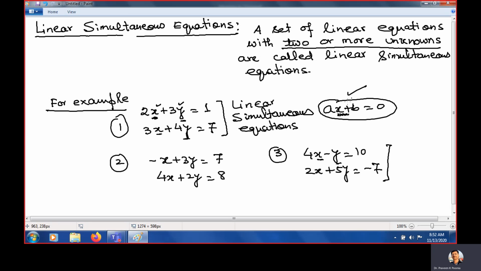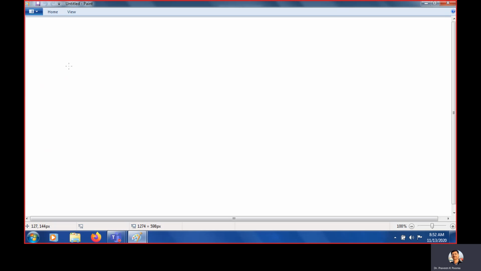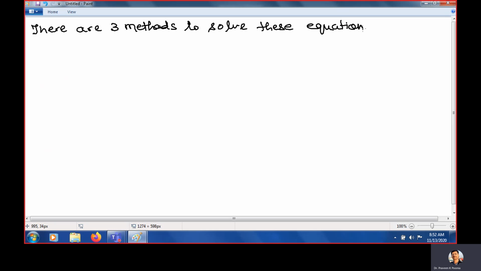Clear? In a linear equation, we need to find the value of x only. But here we have two, x and y. So we need to find the values of x and y both. Clear? So we need to find two values here. So for this, there are three methods to solve these equations. What are the three methods?